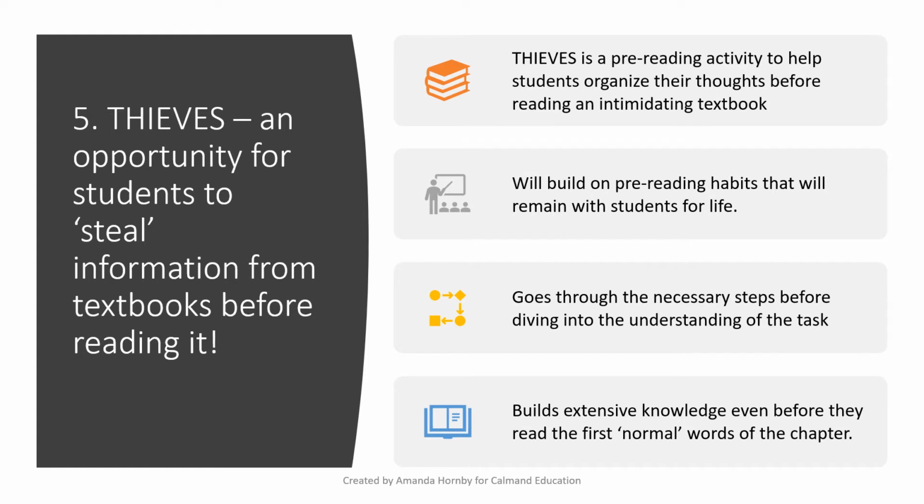So activity 5 is called Thieves. I really like this activity. It's a pre-reading activity to help students organise their thoughts about the book before reading it, and it could be a really intimidating script such as Romeo and Juliet or Macbeth, or something that's really quite daunting from a dyslexic point of view. So it builds on pre-reading habits, and if you continue to do this throughout their education, they will get into that really good habit that will remain with the student for life.